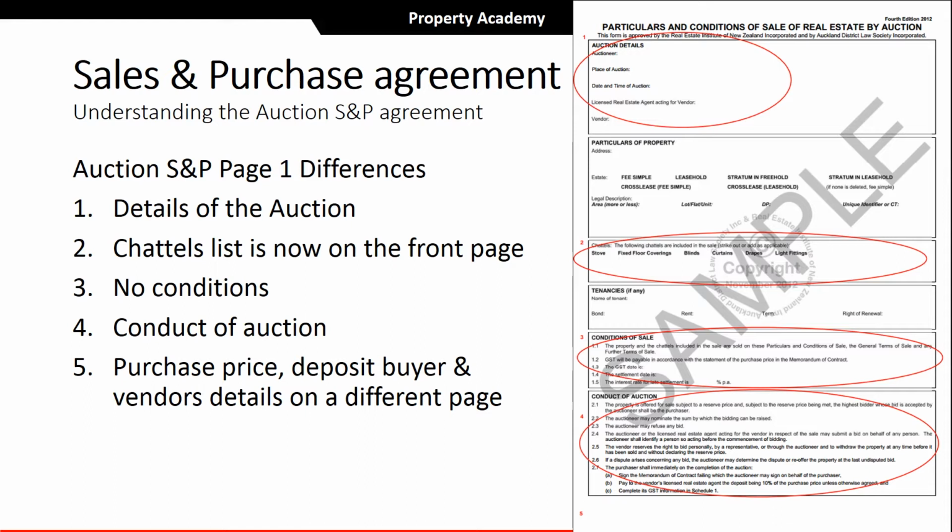Other than that, it's pretty straightforward stuff. It's very similar to a private SMP. So if you understand the private SMP, you're going to understand this very clearly. And the main thing is that the agent will actually help explain this to you when you're going out and buying a property through an auction anyway. So it's not something that you guys need to worry about or stress out too much or even look into too much detail at this stage.